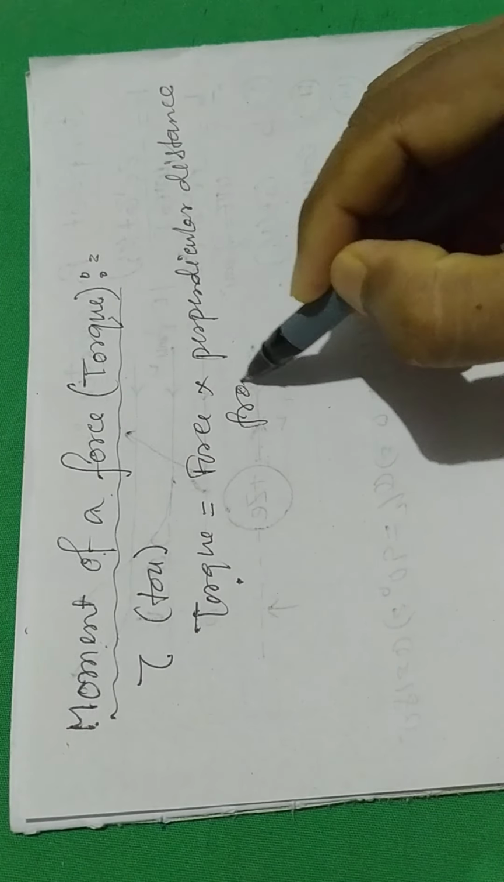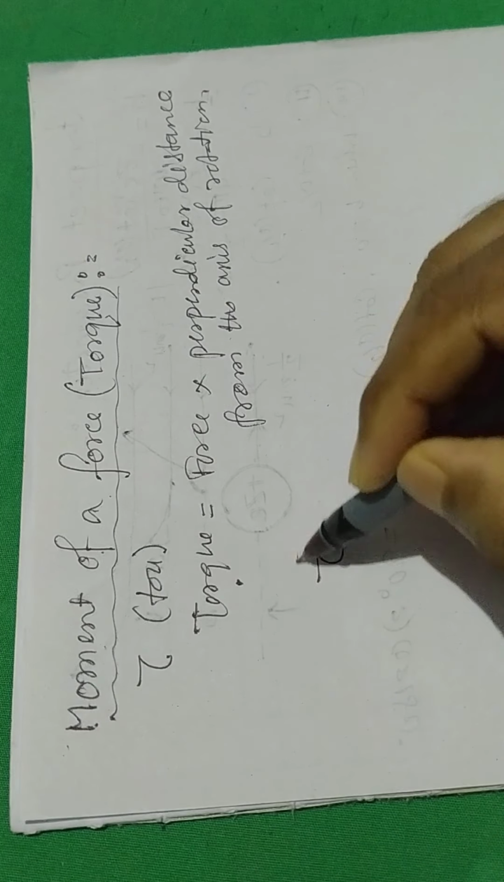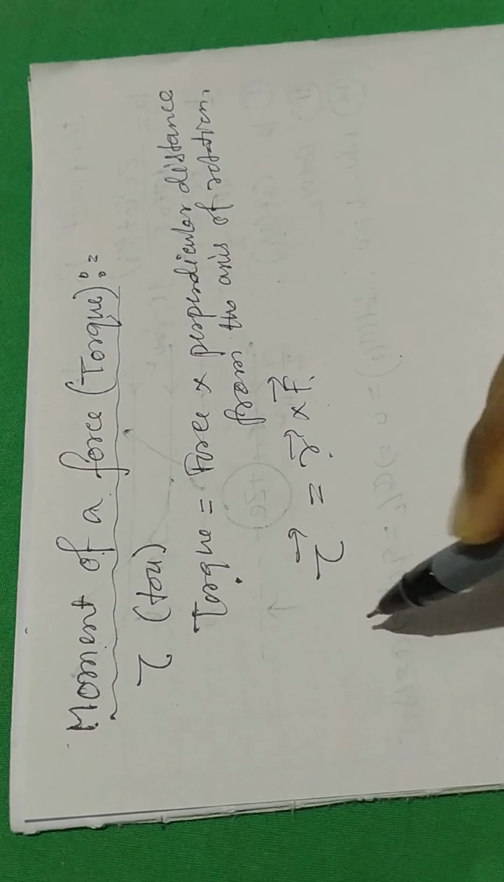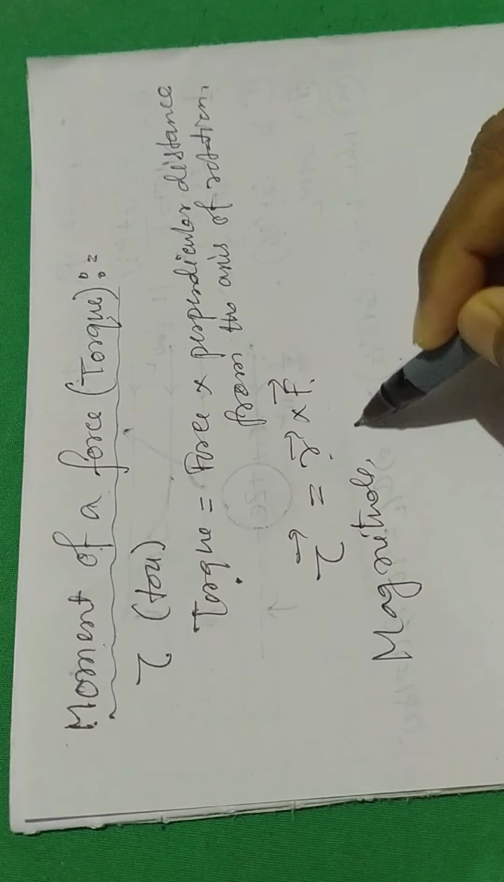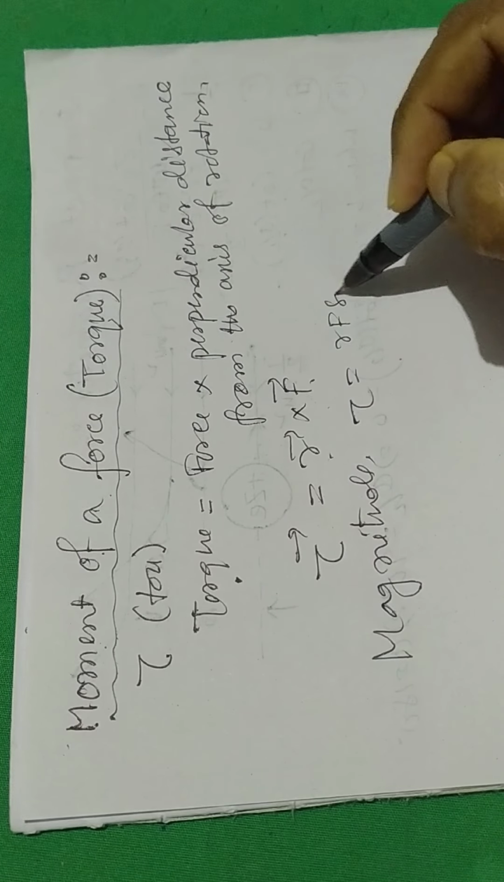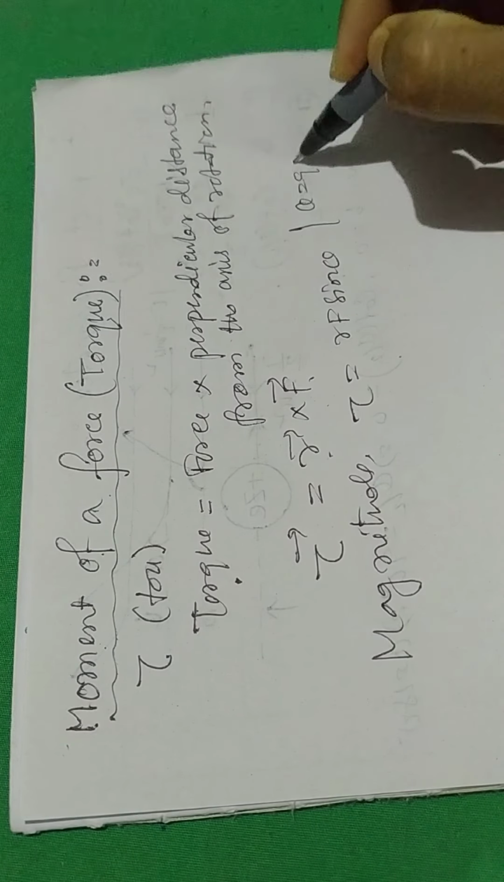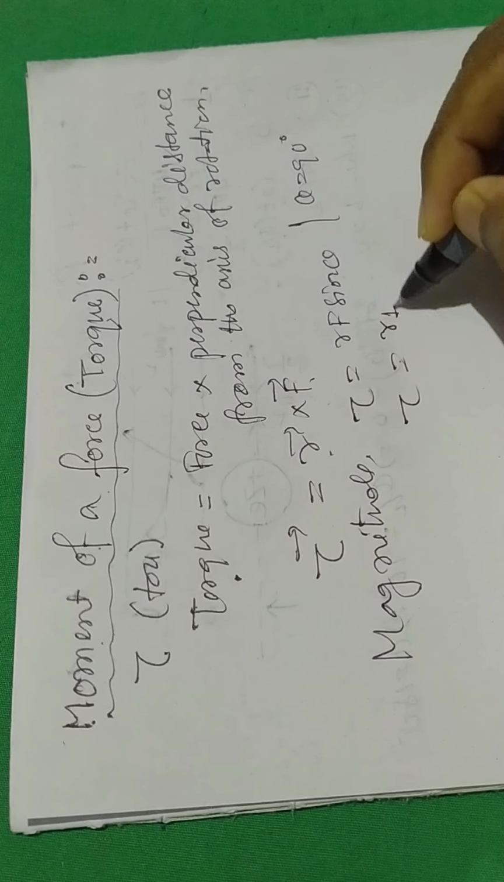from the axis of rotation. So tau equal to, it is a vector quantity. In vector form we write r cross F, or in magnitude we write r F sin theta. If theta is 90 degrees, then tau equals r, the perpendicular distance, times F.